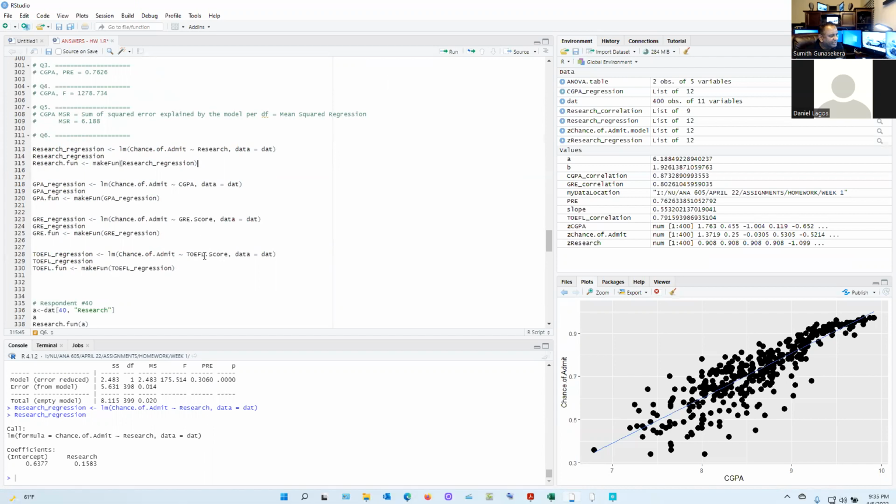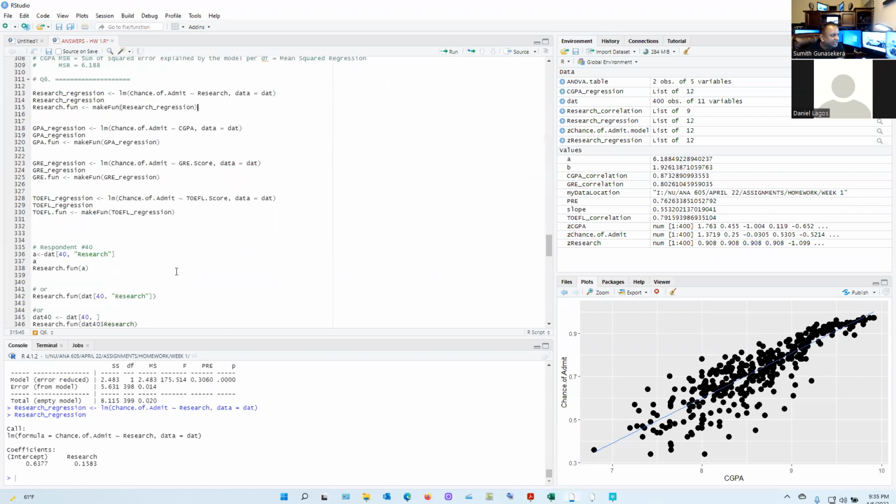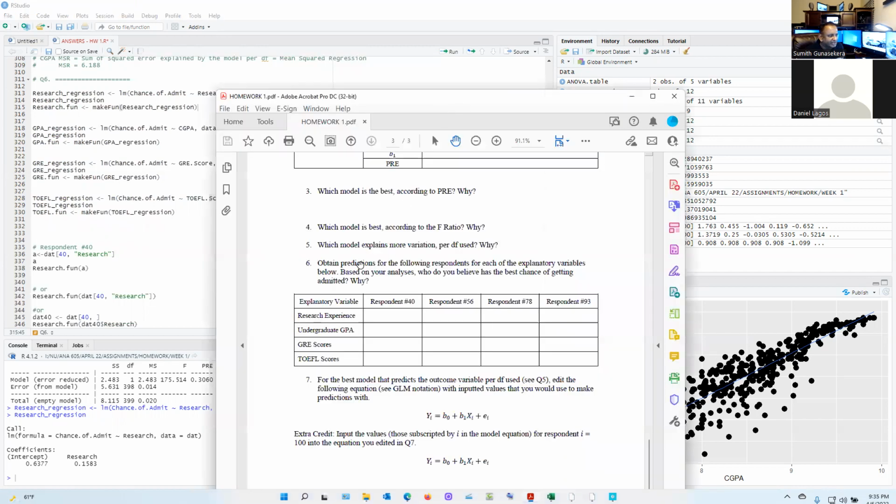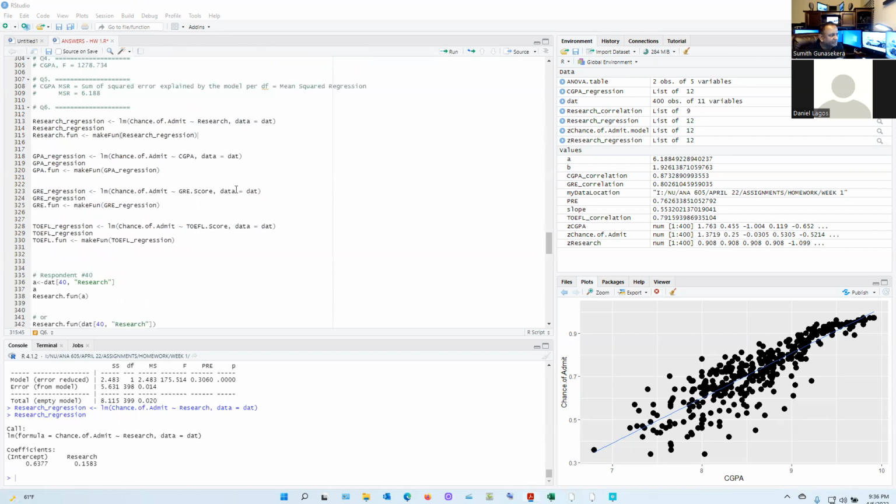Make sure you type it exactly the way it's given in the data set. Then I'm going to go to my data, to the 40th person, and pick his research, because this is based on research. In the research experience, I need the 14th person's research experience to plug into the formula. You know the formula. You know this one.